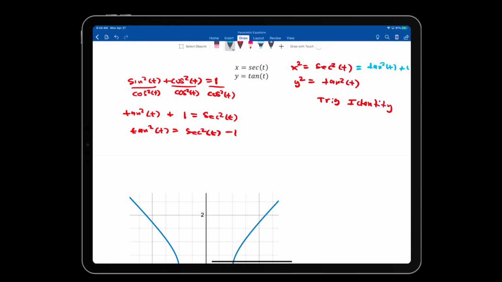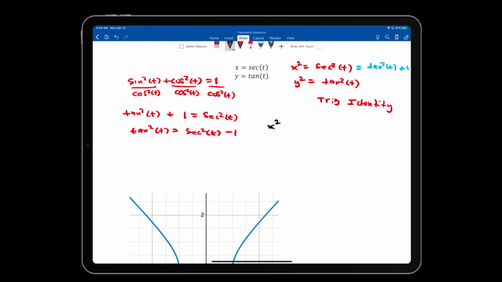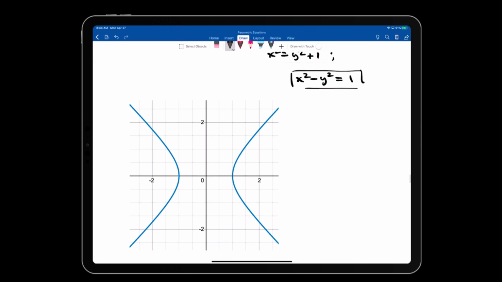And now that means, if I put this all together, let's change the color. x squared equals tangent squared plus 1. And then tangent squared, we know, is right here, is y squared. So x squared is y squared plus 1, or x squared minus y squared is 1. So sure enough, we get the equation of a hyperbola.